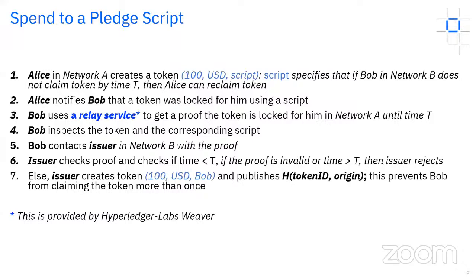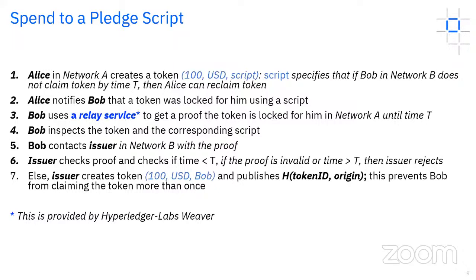So Bob leverages this relay service to get a proof that there is a token in Alice's network that is pledged for him. He would contact the relay service, get this proof, and inspect that this token and the proof are valid and that the token actually corresponds to whatever he's expecting. And then Bob would contact the issuer in his network, whoever is responsible for the introduction of tokens in the system, with the proof they have received from the relay service.